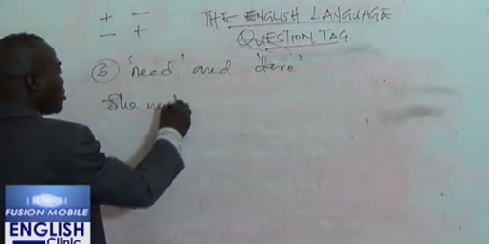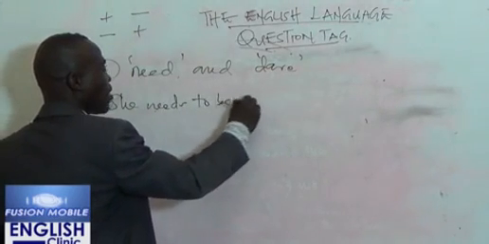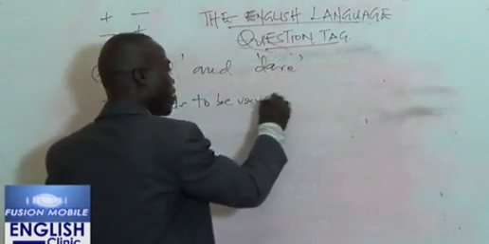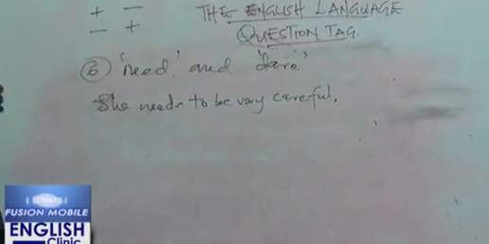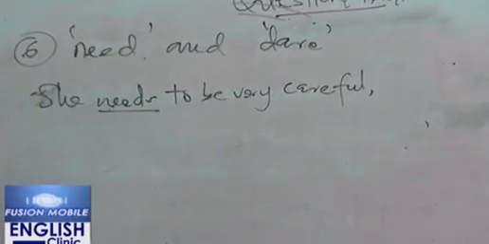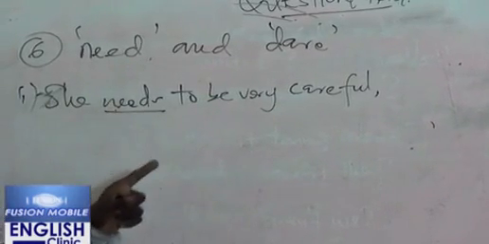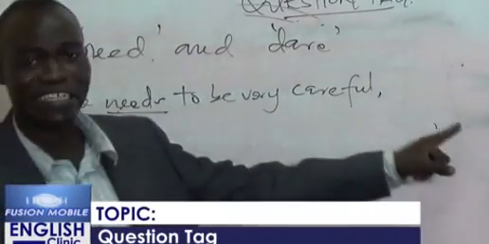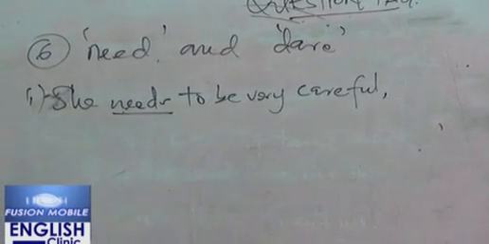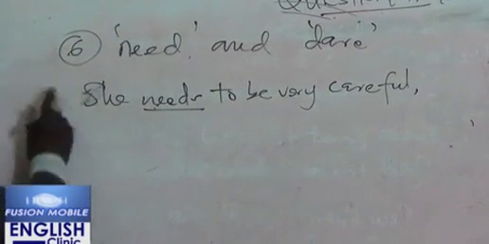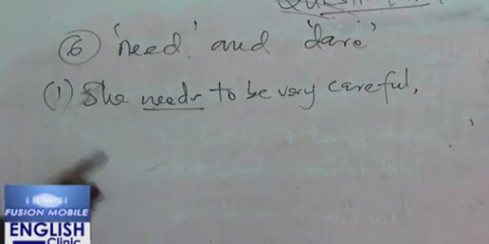She needs to be very careful. Now, the verb we have here is need. Now, in this kind of sentence, even though need is an auxiliary verb, I cannot repeat it in the tag. I can't say needs she. No, it doesn't make sense here. So when we use need in this kind of sentence, or when need is functioning as a lexical verb, it's going to be treated like a lexical verb.